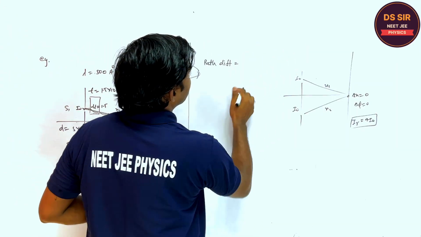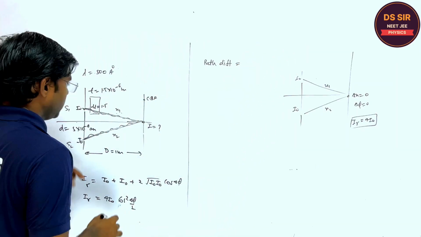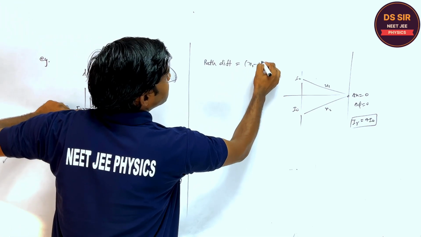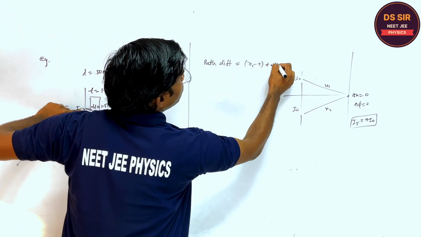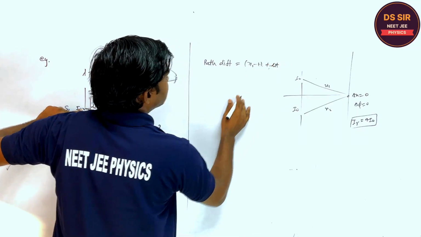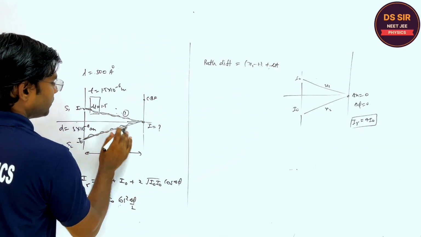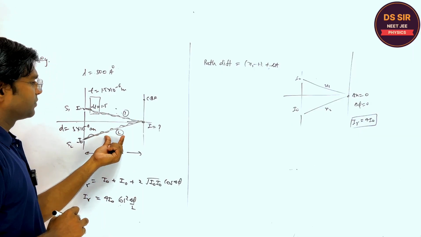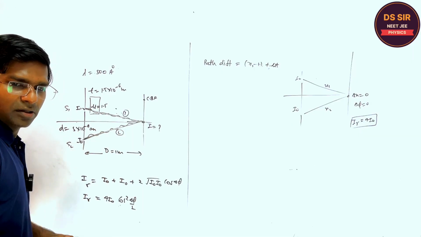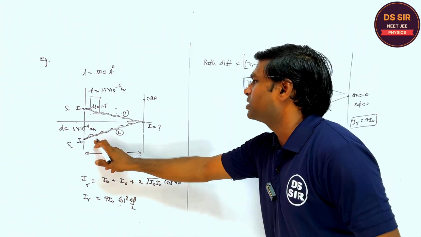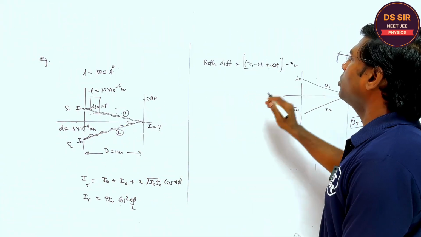So what to do? For the path difference, x1 minus t plus mu into t is the path traveled by the first wave. This is the first wave, this is the second wave. This is the path difference covered. Are you getting or not? Minus this, which is x2. Are you getting or not?